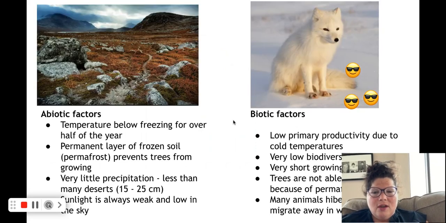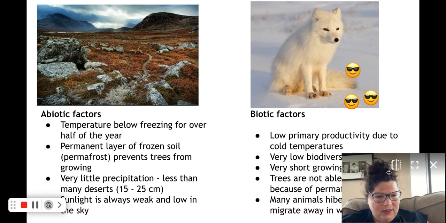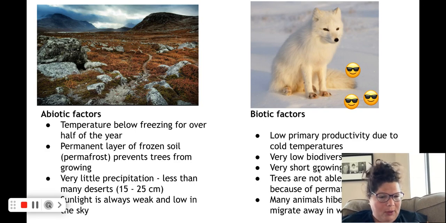Abiotic factors. Below freezing for half the year, you have a permanent layer of frozen soil, and because of that, nothing can really grow. Very little sunlight, very little precipitation. Because of that, we've got low primary productivity, so therefore low biodiversity, short growing period, not much can live up there.